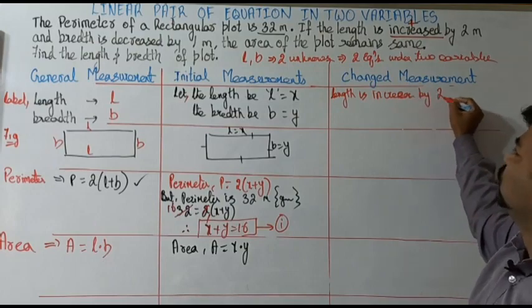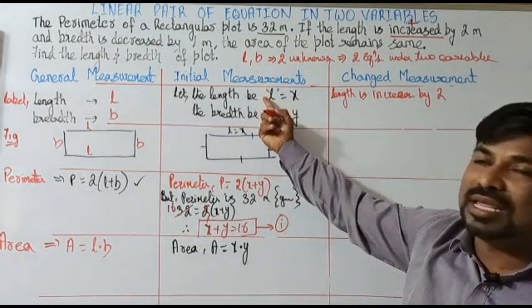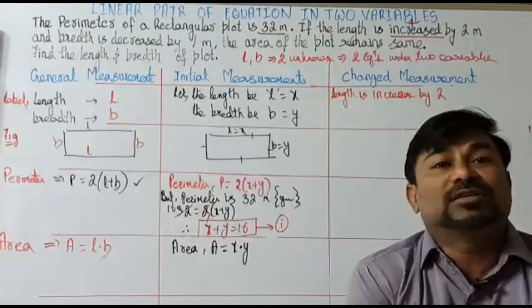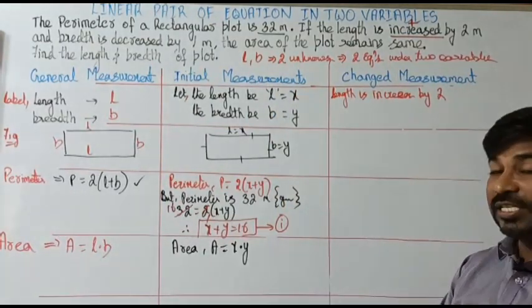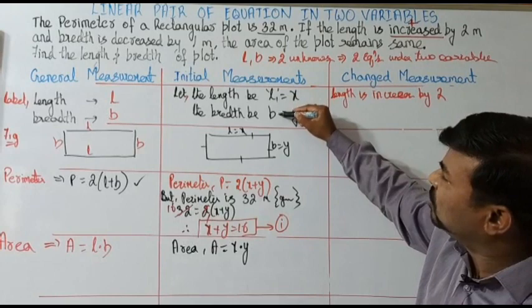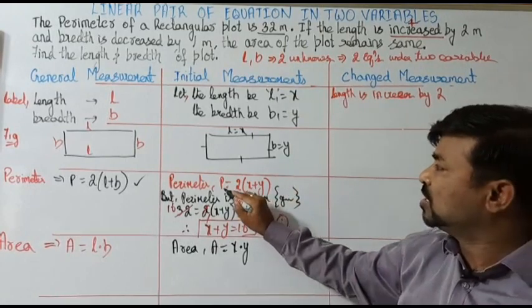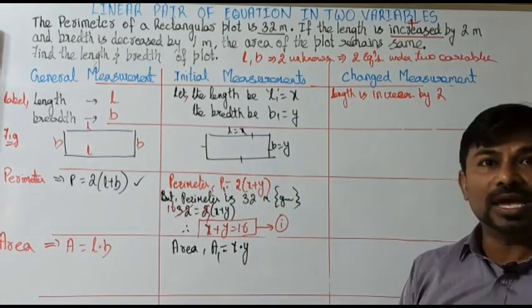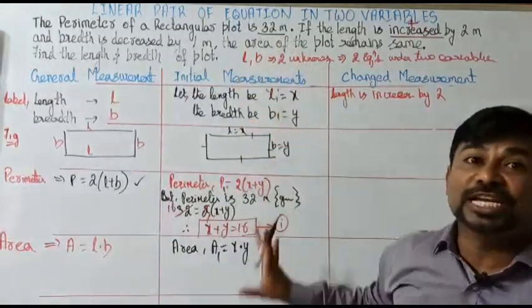Increased by 2. So, if you call this one here, the length is x, it has been increased by 2. Okay, now let's think in a different way. Let's take the values as L1 and breadth 1. Here the perimeter is P1 and the area is A1. You can take it like that. These are nothing but the initial measurements.